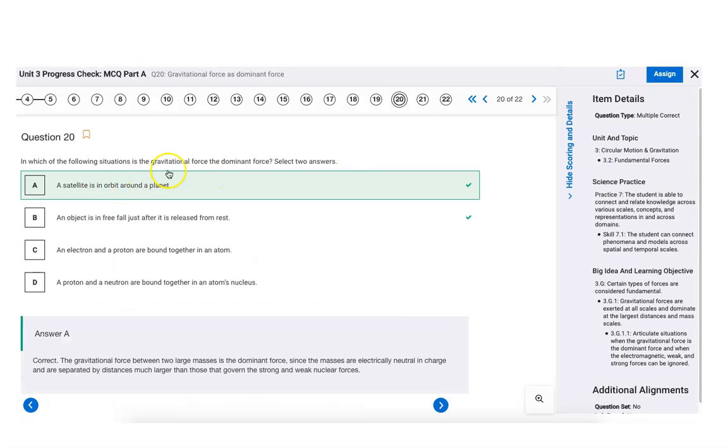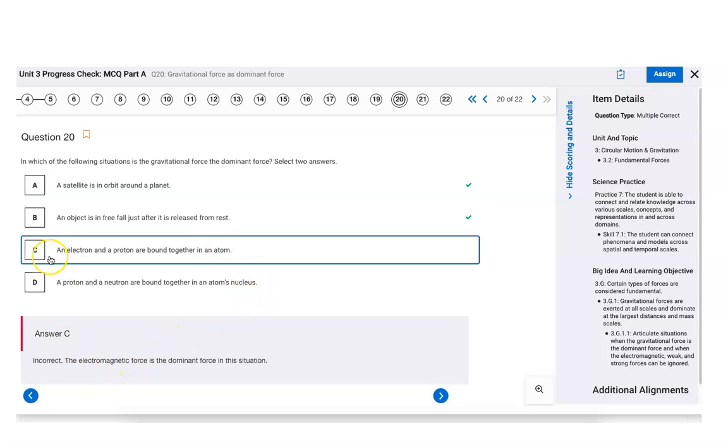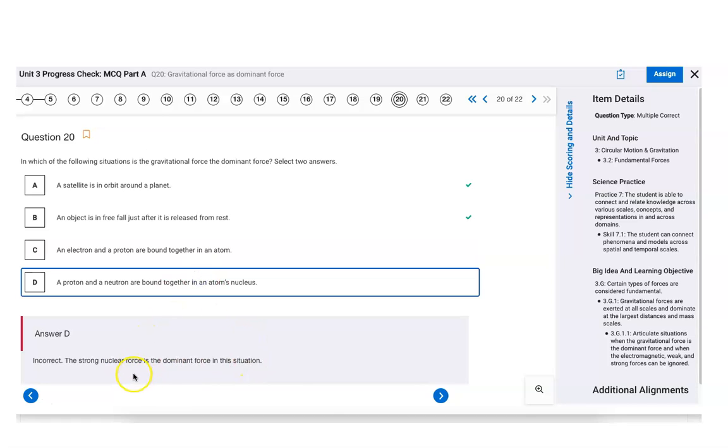In which of the following situations is the gravitational force the dominant force? Select two answers. A and B are the correct answers. A satellite is in orbit around a planet, and an object is in free fall just after it's released from rest. An electron and proton bound together in an atom is not a case where gravitational force is dominant, and neither is a proton and neutron bound together in an atom's nucleus. In situation C, the electromagnetic force is the dominant force, and for D, the strong nuclear force is the dominant force.